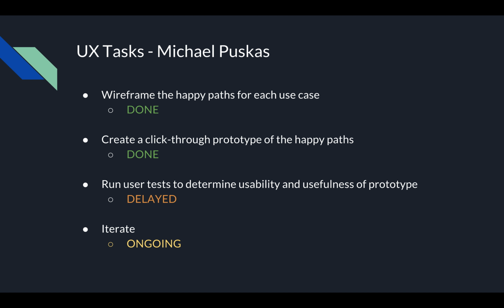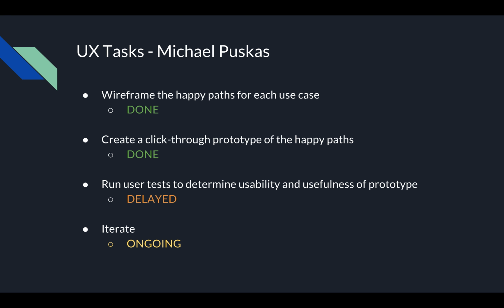All right, so for UX tasks, the first thing that was done was wireframing. That was done in Figma, with a wireframe that had to pass for each use case. Then, in Figma as well, which has new functionality for prototypes, we created a click-through prototype of the happy paths. There's a sitemap later on that will describe a little bit of what that prototype goes through.